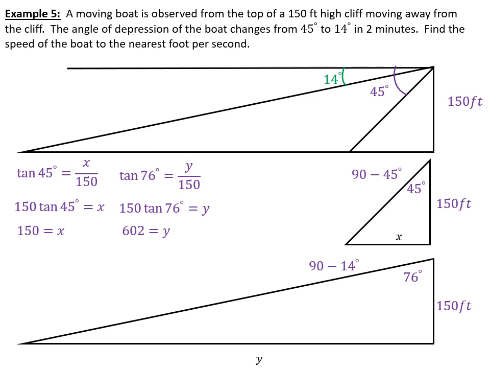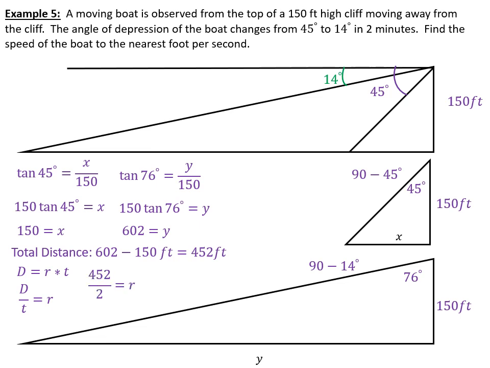Total distance that the boat traveled, well, the total distance at the end from the cliff to the boat is 602, and it was originally 150 feet from the cliff. So subtract those two. Gets us 452 feet is how far the boat traveled. Now, distance is rate times time, so that means rate is going to be distance divided by time. We know our total distance traveled was 452, and that was in 2 minutes. And so we get R is about 226 feet per minute.